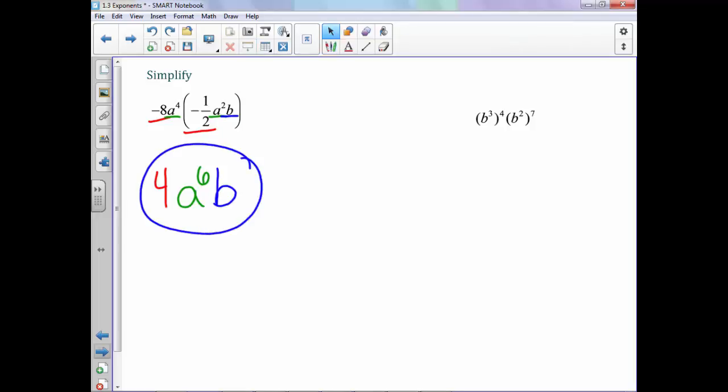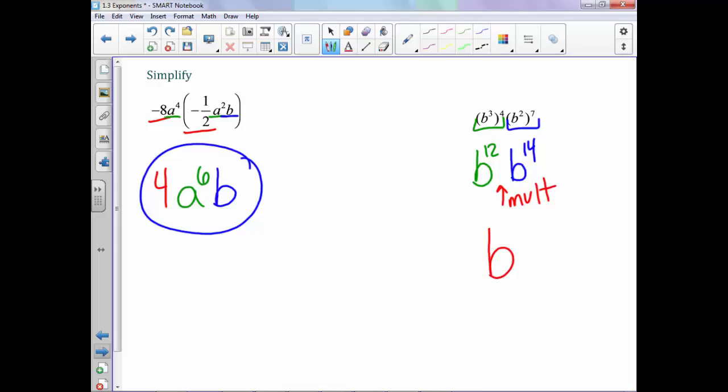This next one, notice we have exponent raised to an exponent, so we multiply those, so it'll be b to the 12th. And then here, same idea, exponent raised to an exponent will multiply, that is b to the 14th. And now these two bases are getting multiplied, so we'll have b to the 12 plus 14, which is 26.